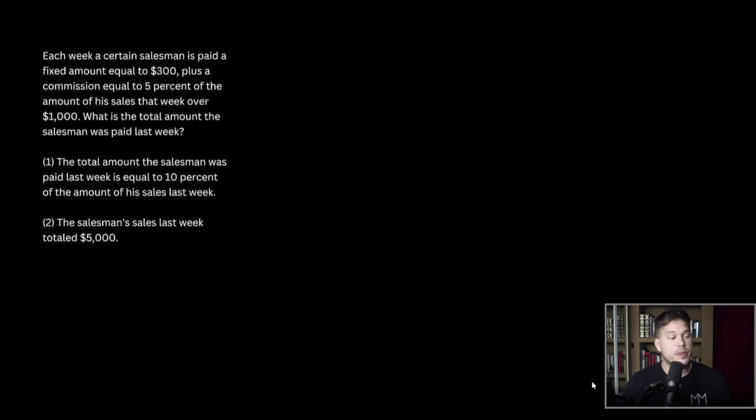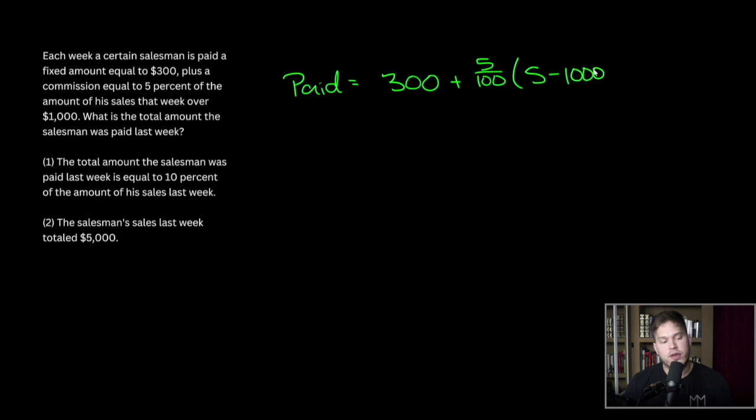Each week, a certain salesman is paid a fixed amount equal to $300 plus a commission equal to 5% of the amount of his sales that week over $1,000. What is the total amount the salesman was paid last week? So we know that the salesman is paid $300 plus 5% of sales over $1,000. So this would be sales minus the first $1,000 he has in sales.